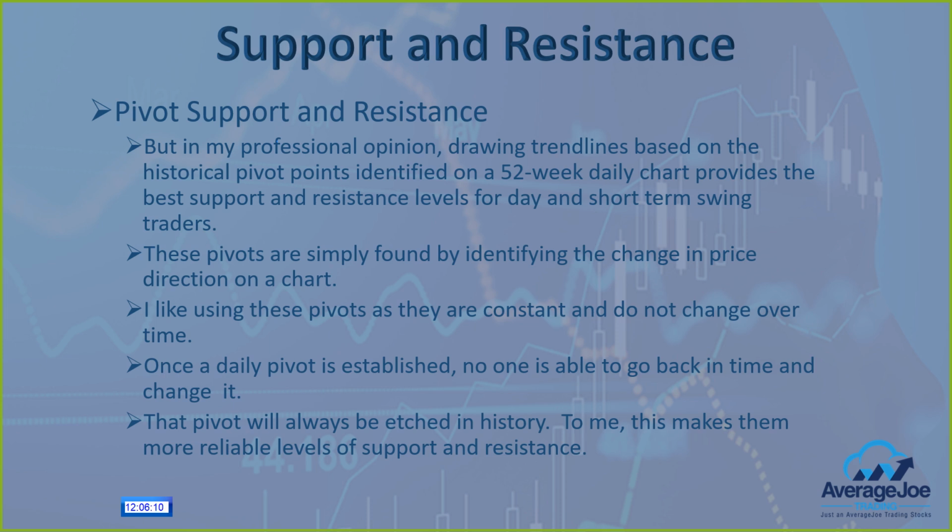Once a pivot point is established, you can't go back and change it. The pivot's there. It's not going to go back and change. That pivot is always etched in history. So to me, that makes them more reliable levels of support and resistance than trying to do these crazy calculations.